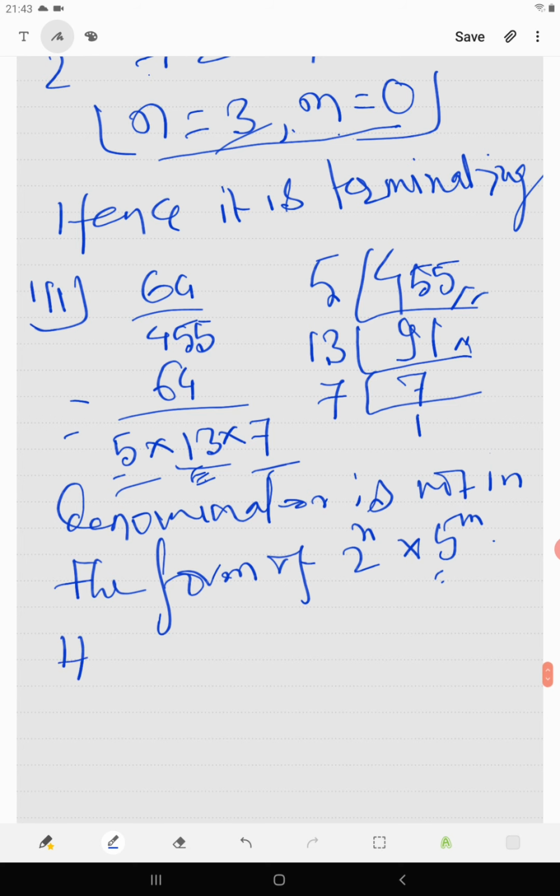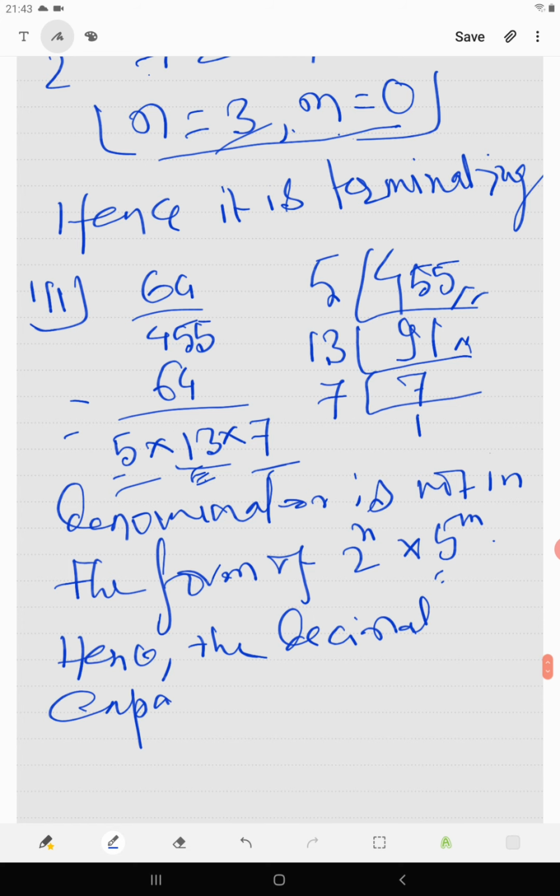Hence the decimal expansion will be non-terminating.